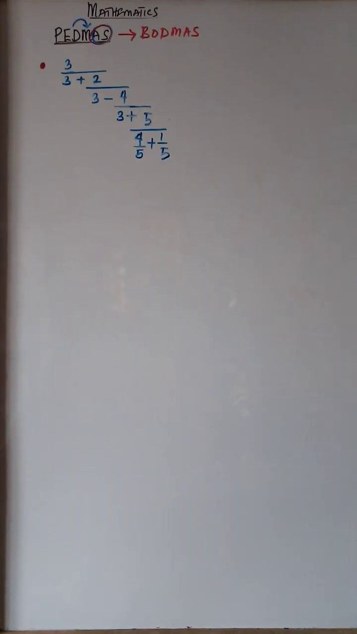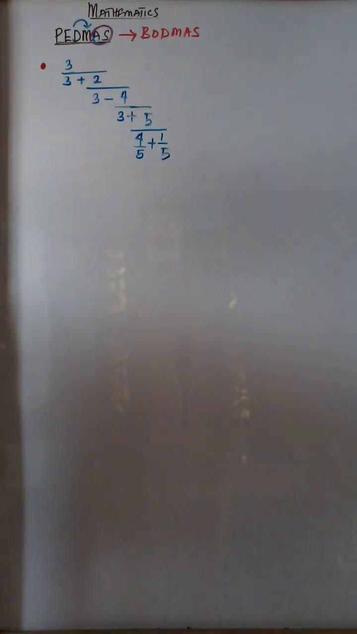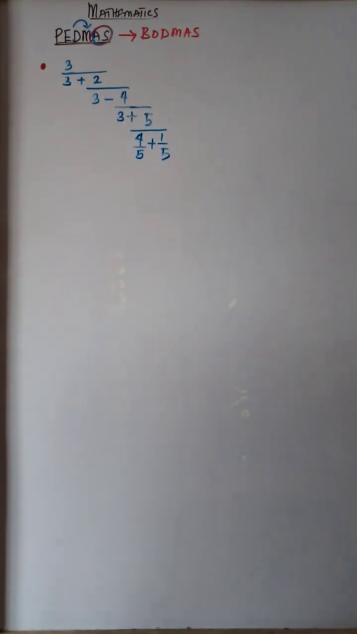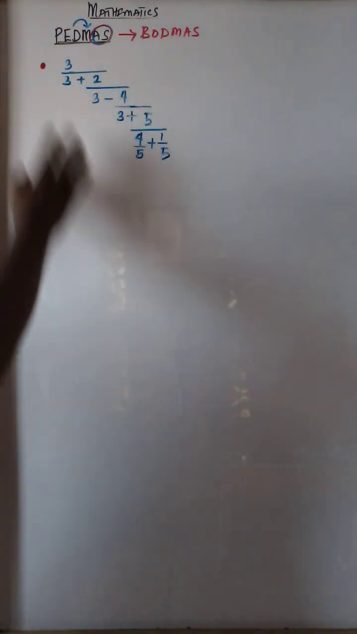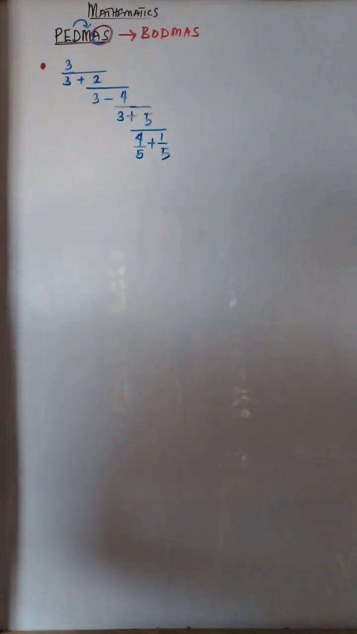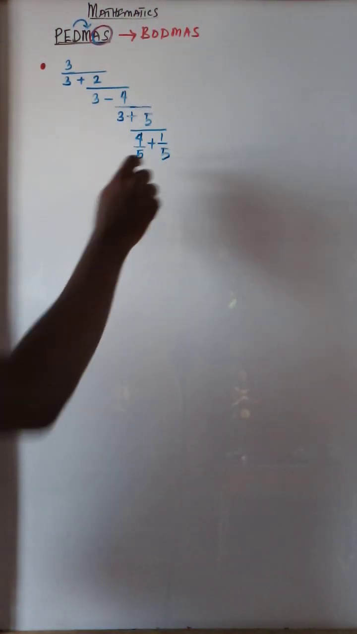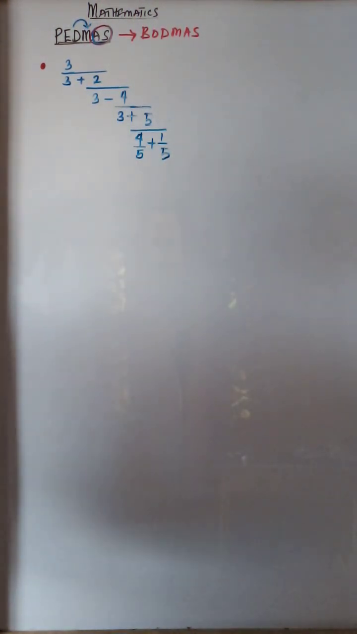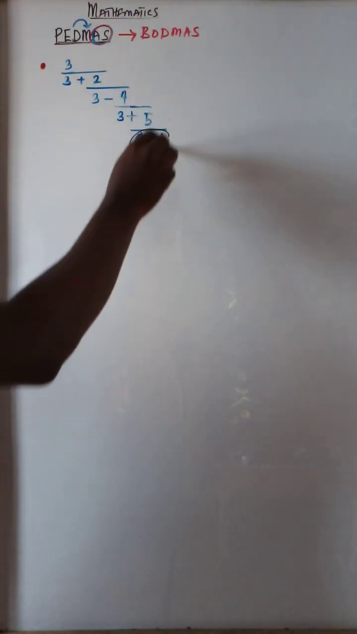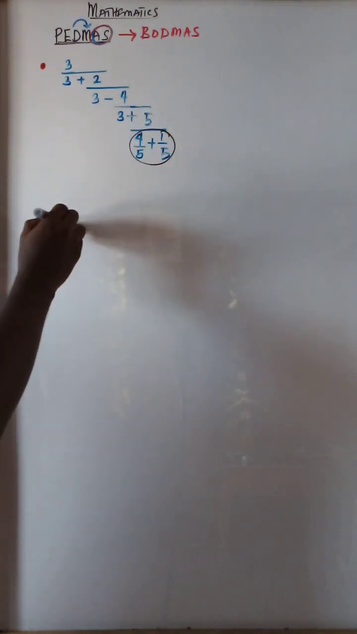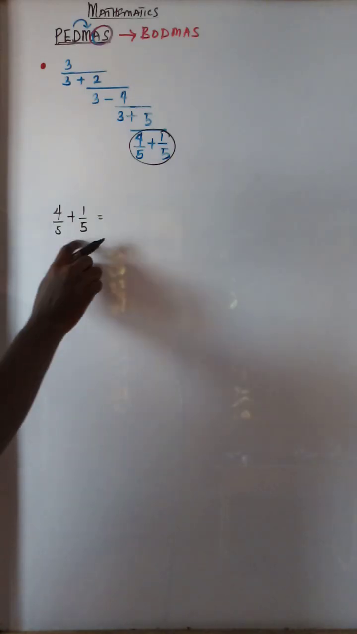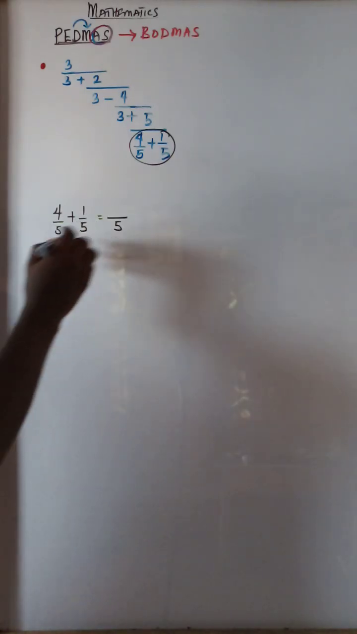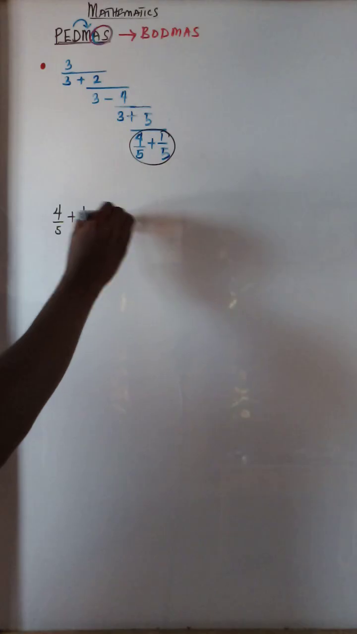Let me scare you with this question. But like I said, the first rule in mathematics: don't be scared. If you have a question like this, start from where? The bottom. So we can bring this one out: 4 over 5 plus 1 over 5. They have the same denominator, so we just add the numerators, 4 plus 1, which is 5 over 5.